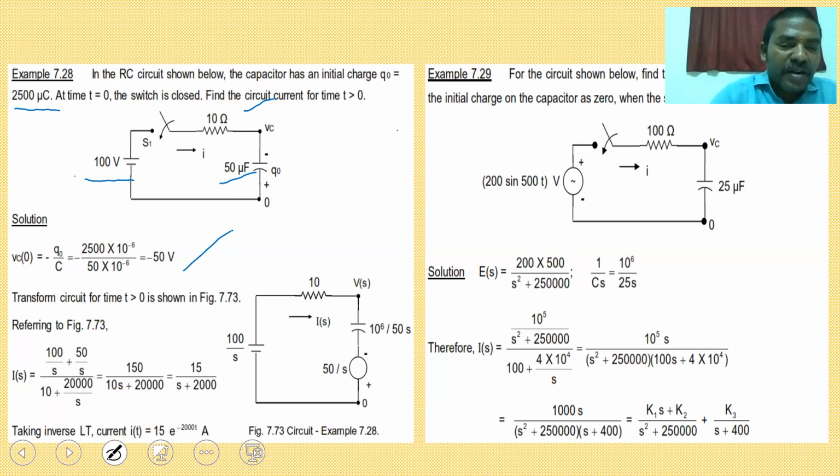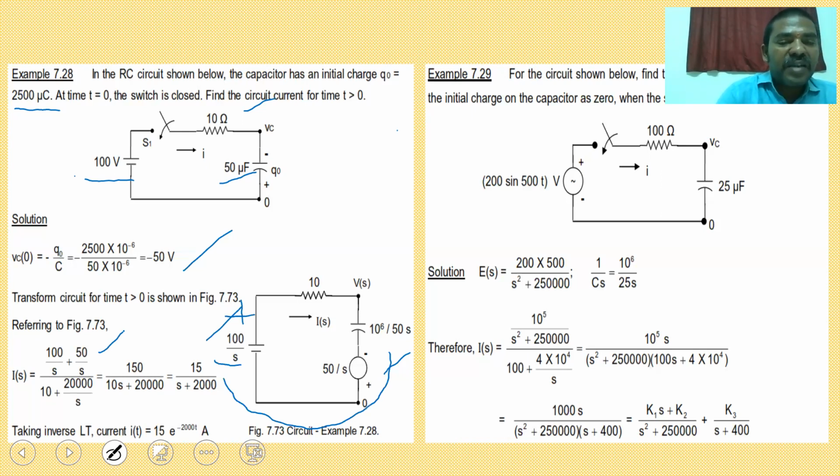So the voltage drop across the capacitor in the step response is 50 by S. The supply voltage in the step response is 100 by S. The resistance value is 10 ohms. The capacitive impedance is 10 power 6 by 50 S. Now current is equal to total voltage divided by total impedance. Minus to plus, here also minus to plus. So the total voltage is 100 by S plus 50 by S, divided by the impedance.